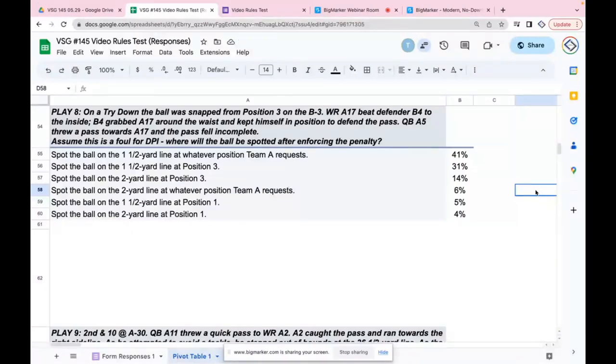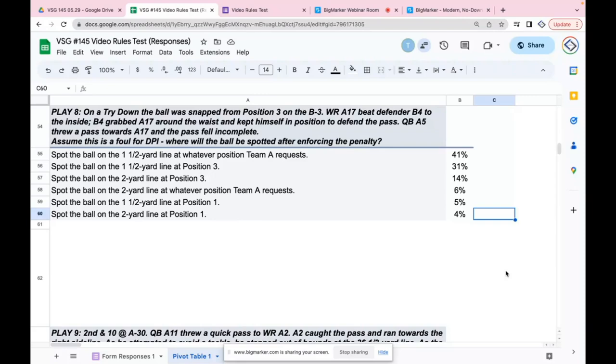You never noticed that the more options the author gives, the more the percentages are all over the place? That's right. You can just put 20 options and somebody's going to jump on one of them. All right, hang on. Let's go through this now. So, spot the ball. Is it clear what we're talking about? Just where the ball is going to be at the next play. Are we enforcing DPI? The result of the play is an incomplete pass for an unsuccessful 2-point conversion. Obviously, the offense is going to accept the penalty, so we have to put the ball somewhere. Spot the ball at the 2-yard line at position 1.